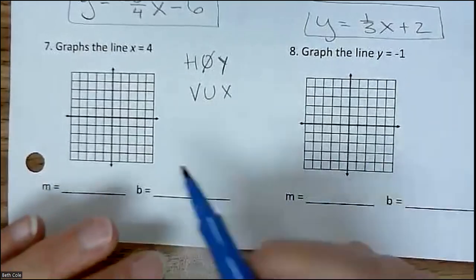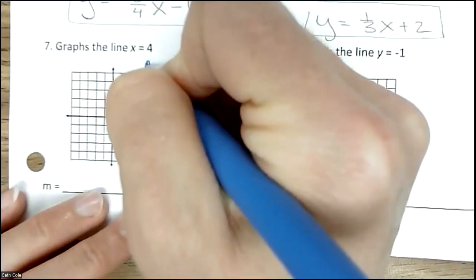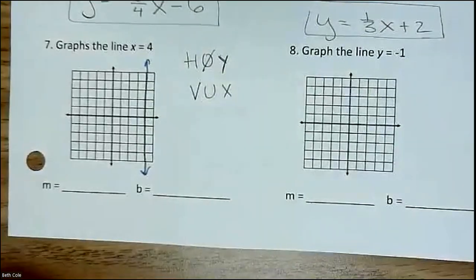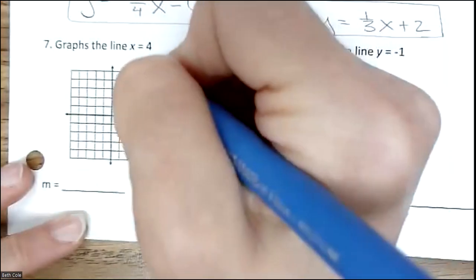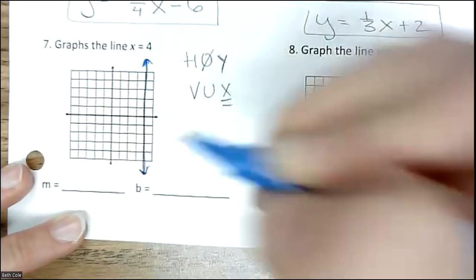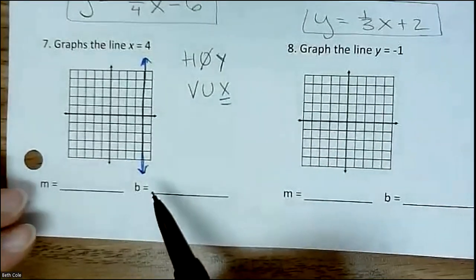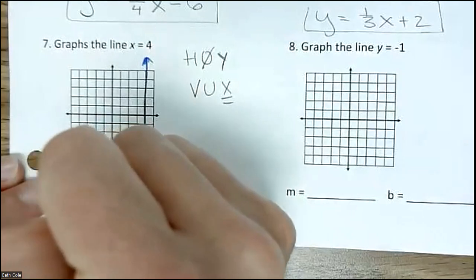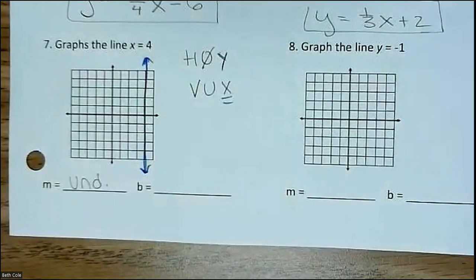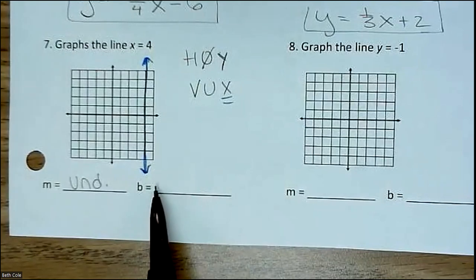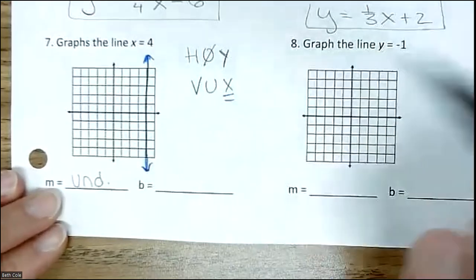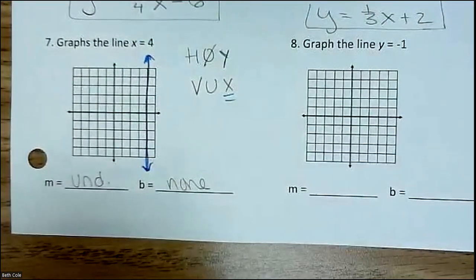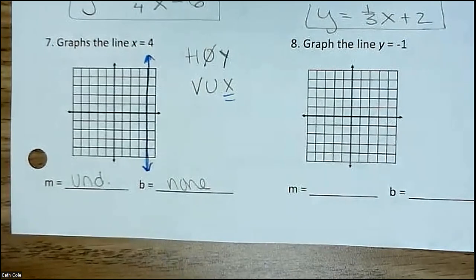Vertical at 4. So you're going to count over to 4, draw a vertical line. X equals is vertical. So what's the slope of that? Undefined. You can abbreviate. And B is the y-intercept. Look, this is your y-axis. Does it touch the y-axis? So that's none. Or you can write NA, or you can put a frowny face, or you can write nope. I don't actually care what you write, but just put something there that indicates there isn't one.